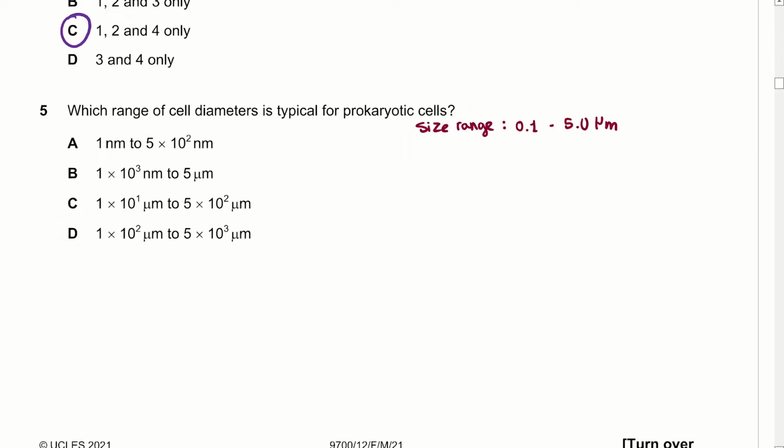Number 5. Which range of cell diameters is typical for prokaryotic cells? Here I've given you the range, and it's 0.1 to 5 micrometers size range. In this case, the only answer that fulfills this criteria is going to be B.